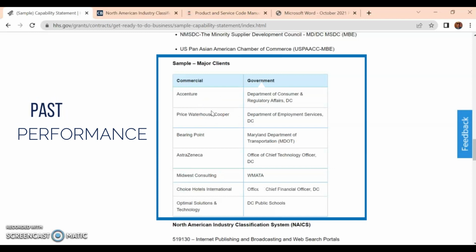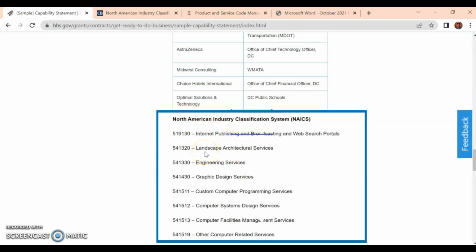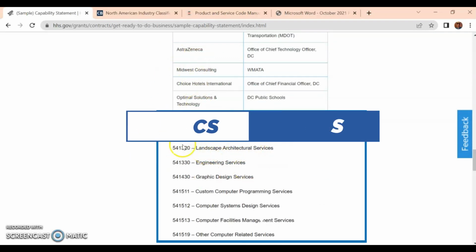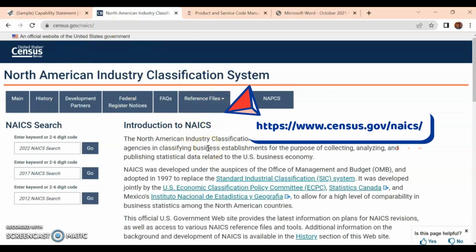But that is up to you. You do however you would like to do it. And then the NAICS code. What NAICS codes? We just talked about those NAICS codes. And if you want to learn more about it, visit this website. The United States Census Bureau has all things.